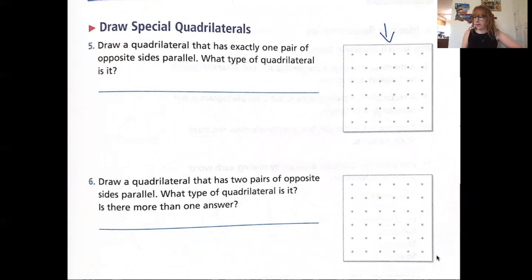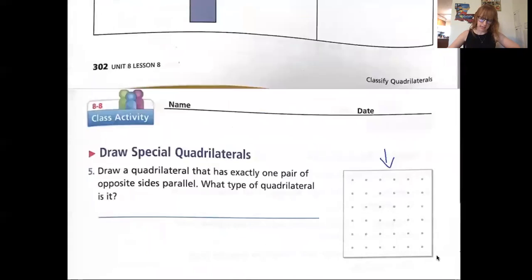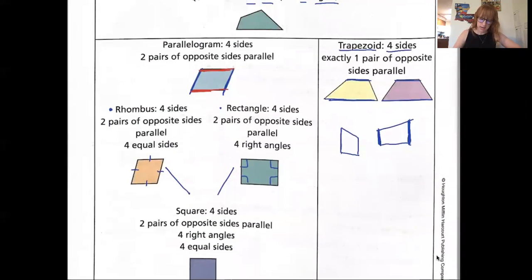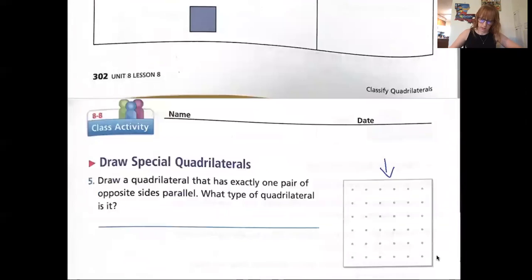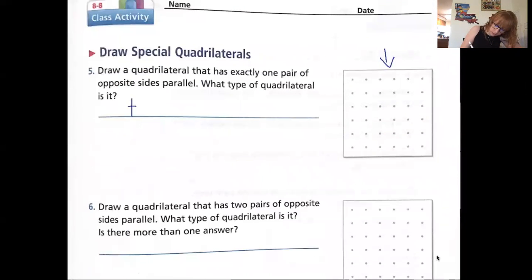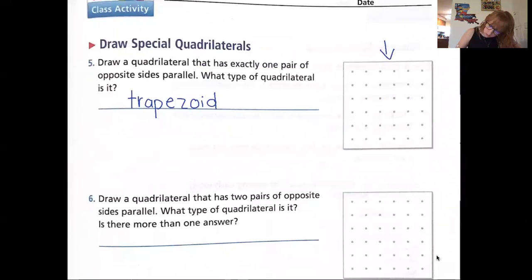When we have a quadrilateral that has exactly one pair of opposite sides that are parallel, we look up here: exactly one pair of opposite sides that are parallel. The only one that matches that is a trapezoid. So we'll go back down here, write the word trapezoid, and then we will draw our trapezoid.